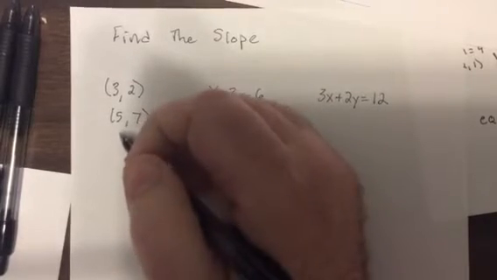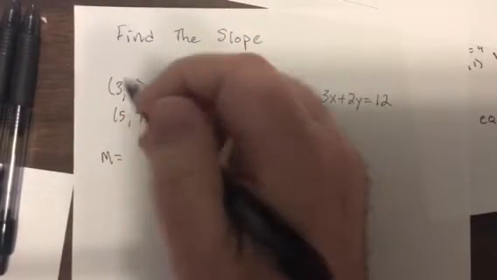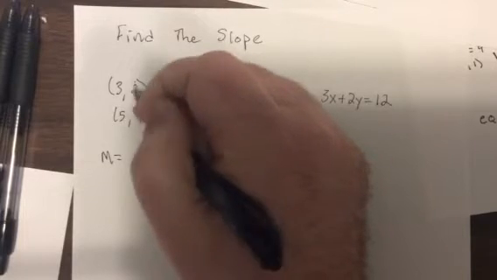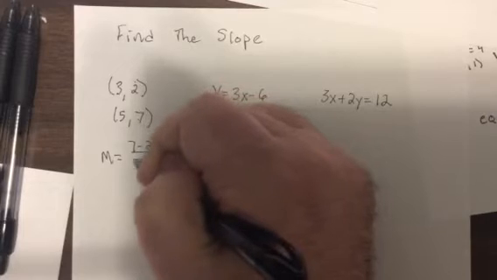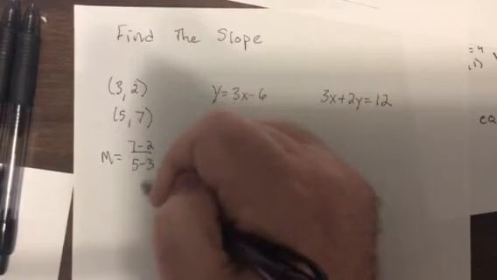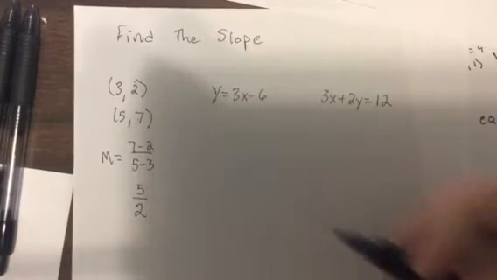Okay, good. The first one, given two ordered pairs, it's change in y. The second value, not the first, the second. So it's 7 minus 2 over 5 minus 3. So that would be 5 over 2.